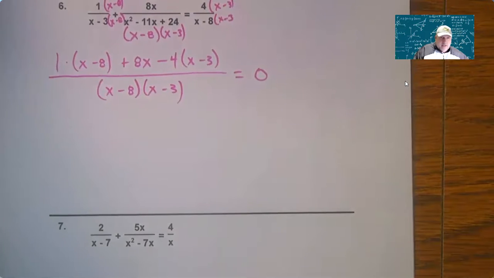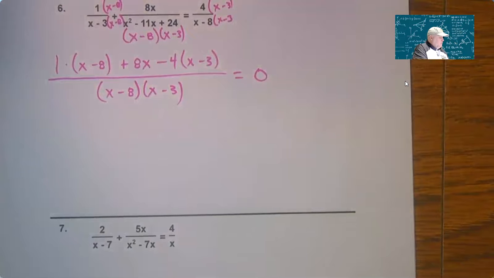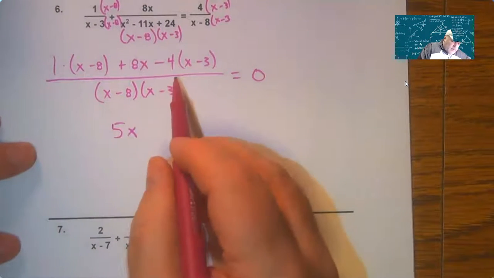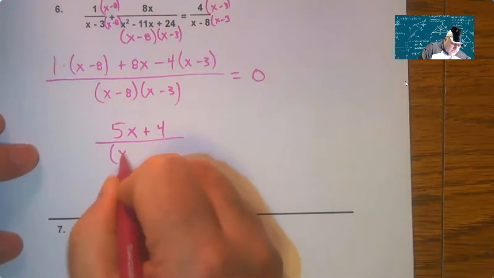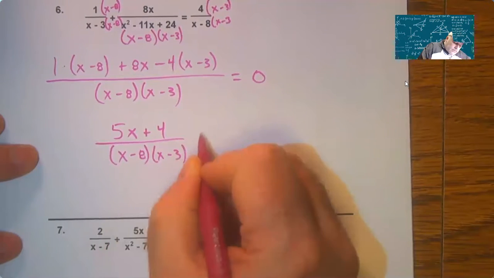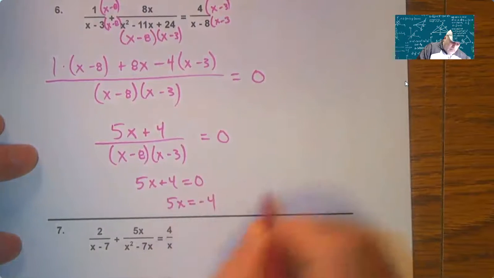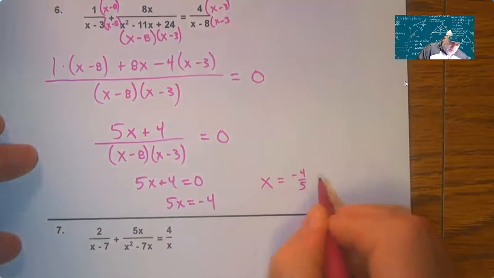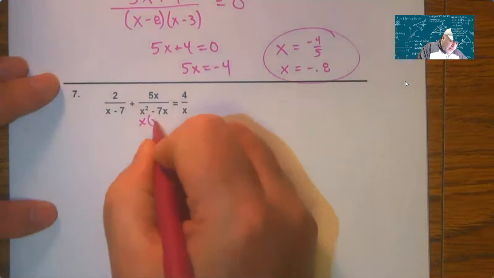Now we have to simplify that. So x plus 8x, 9x minus 4x is 5x. And then negative 8 plus 12 would be plus 4. And then we take that equal to 0. And x would equal negative 4/5, which is negative 0.8 if you wanted to decimalize that.